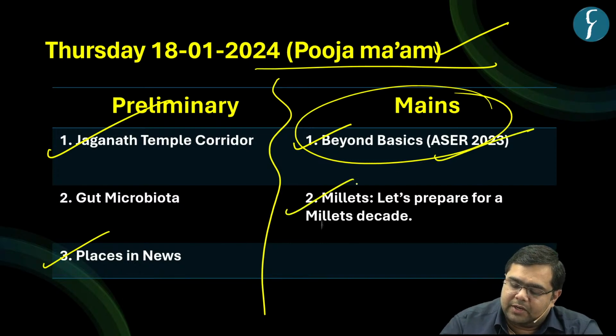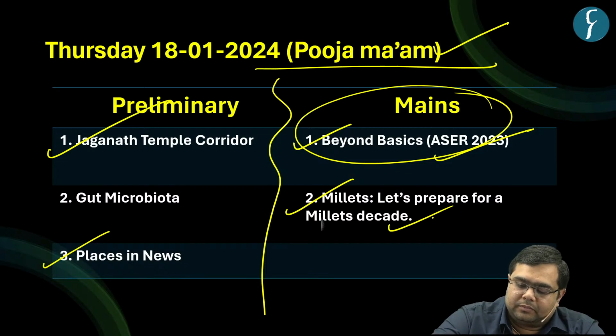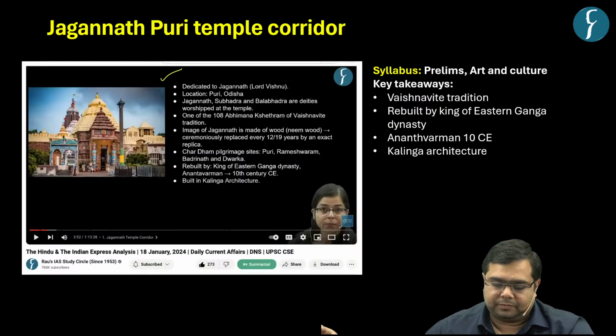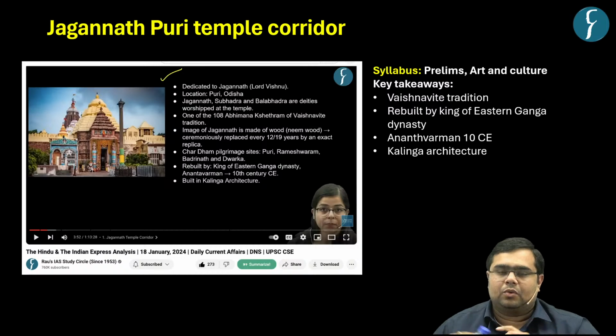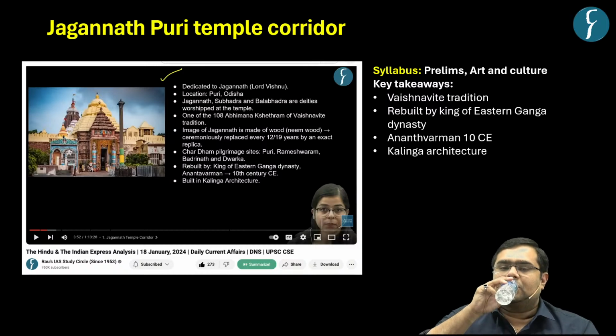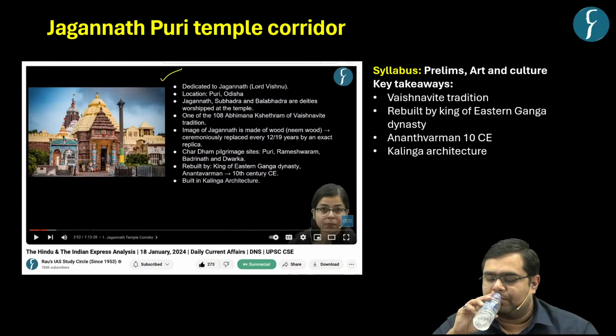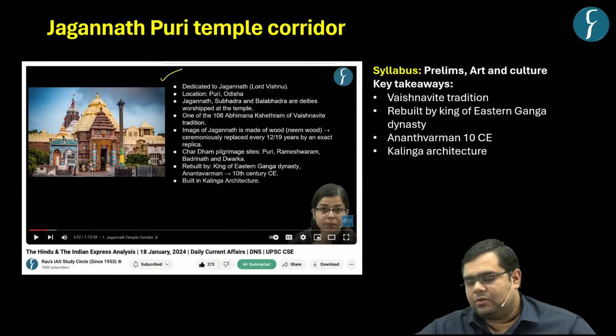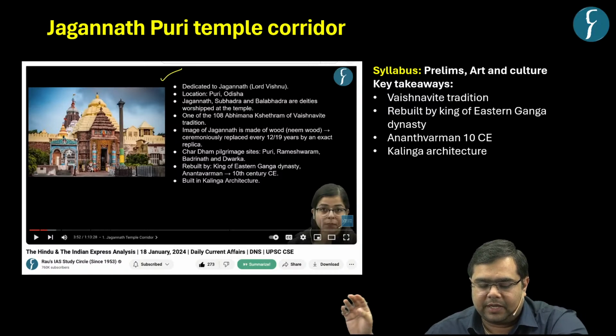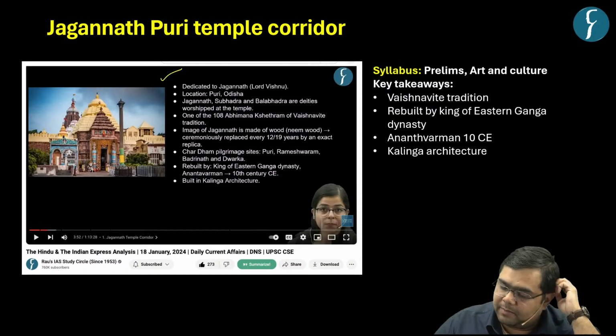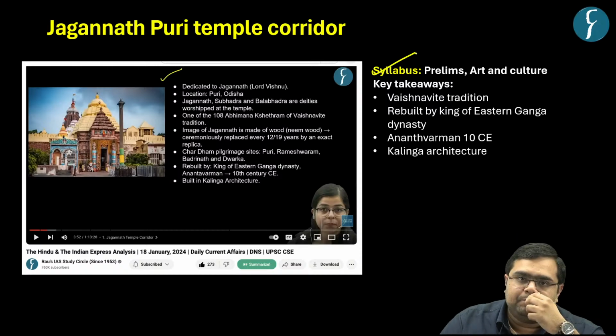And then the second topic that she covered that day was with respect to millets, and let's prepare for a millet decade. So the first news was with respect to the Jagannath Puri temple. Let us do a brief mapping of that temple and then a brief mapping in the syllabus.